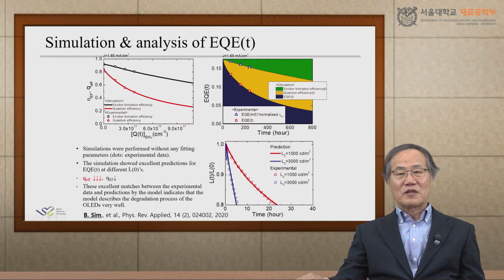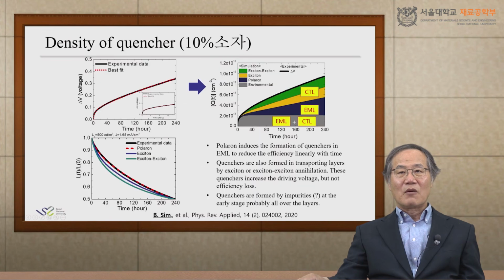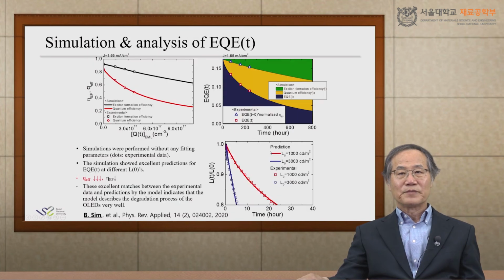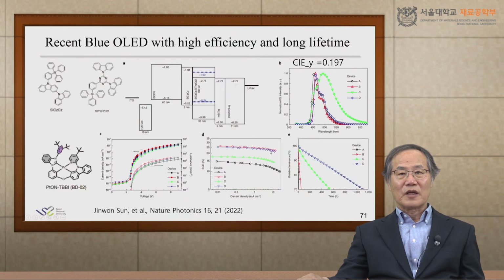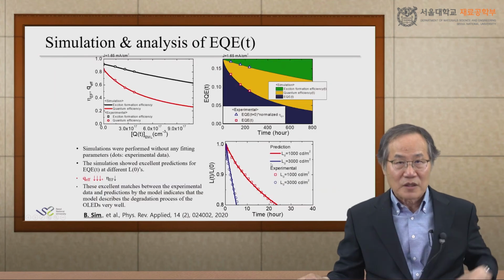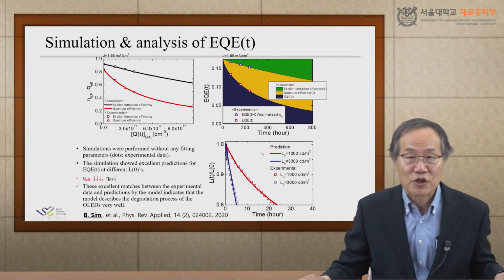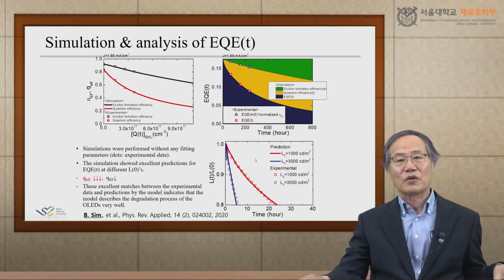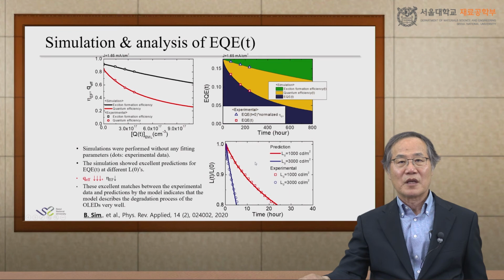So we are very much interested in developing this model, so that we can now quantify the origins and where the quenchers are formed: in the EML, or the charge transporting layers, or just the environmental effect, which is incorporated during the fabrication processes, even in the high vacuum cases. All right, so this is the discussion of EQE and also the degradation processes.